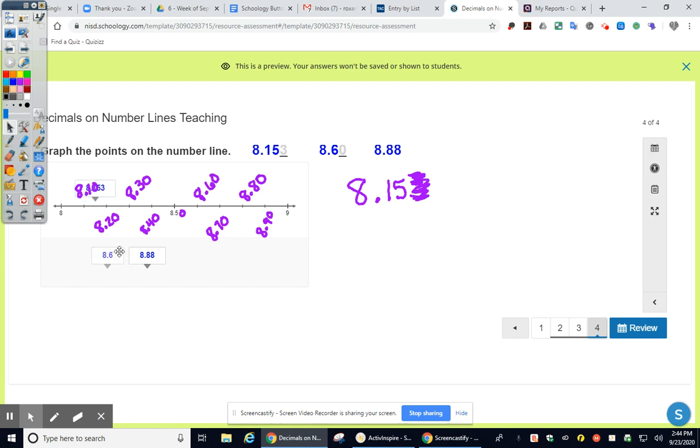Okay, 8.6. Remember, you can always make your 8 and 6/10 look like money by adding a 0. Remember, money always has two numbers behind that decimal. So we can have 8 and 60 hundredths, which is $8.60, which I'm going to put right here. And then $8.88 is between $8.80 and $8.90, but a little bit closer to the $8.90.